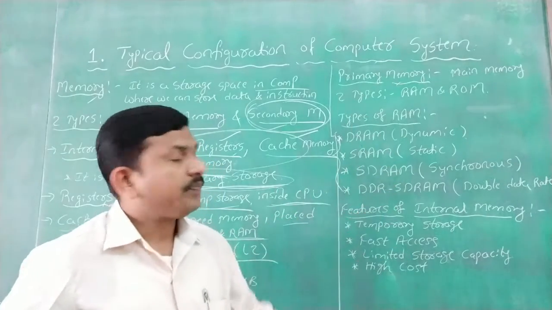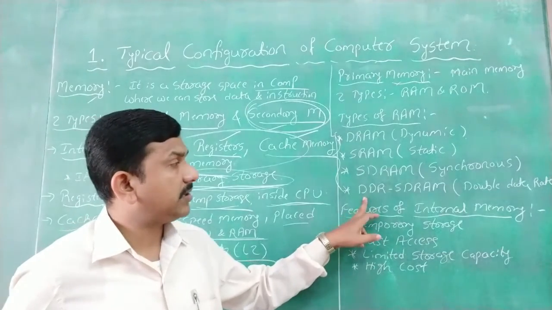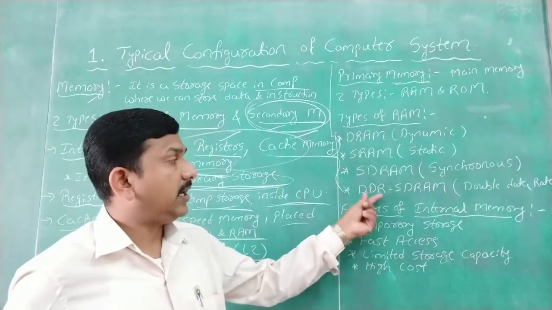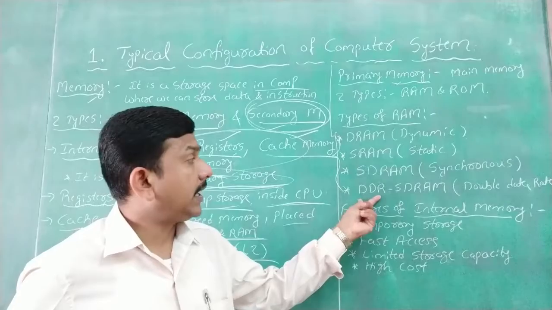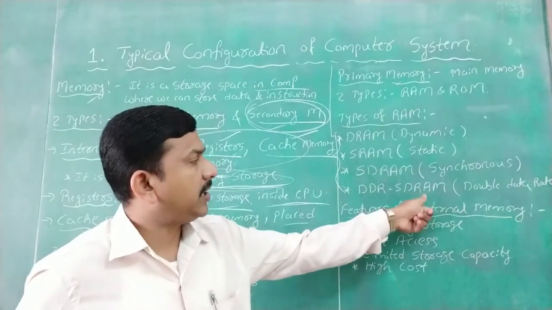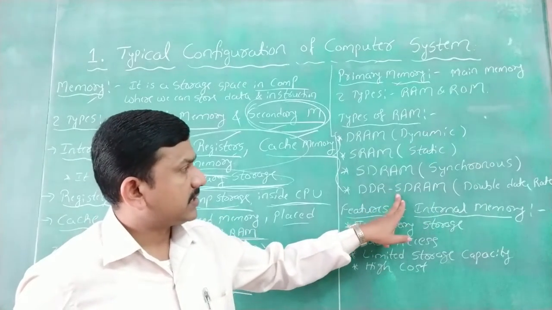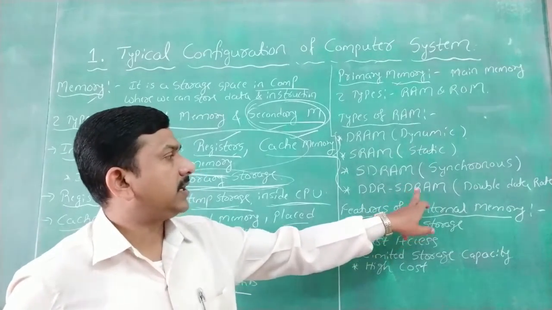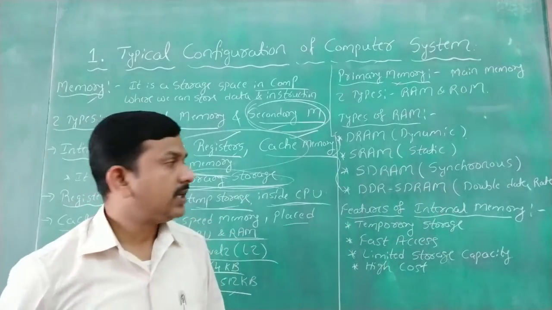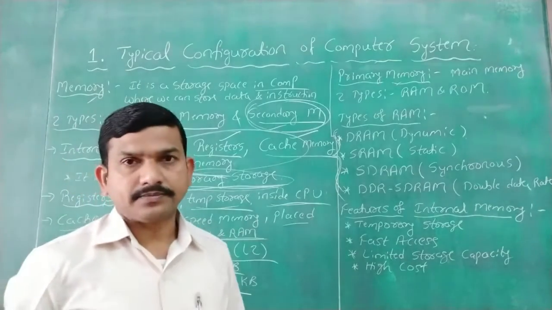And the fourth one is DDR SDRAM. DDR is nothing but double data rate. S means synchronous, and D means dynamic random access memory. Double data rate, synchronous dynamic random access memory. So these are the 4 different types of RAM.